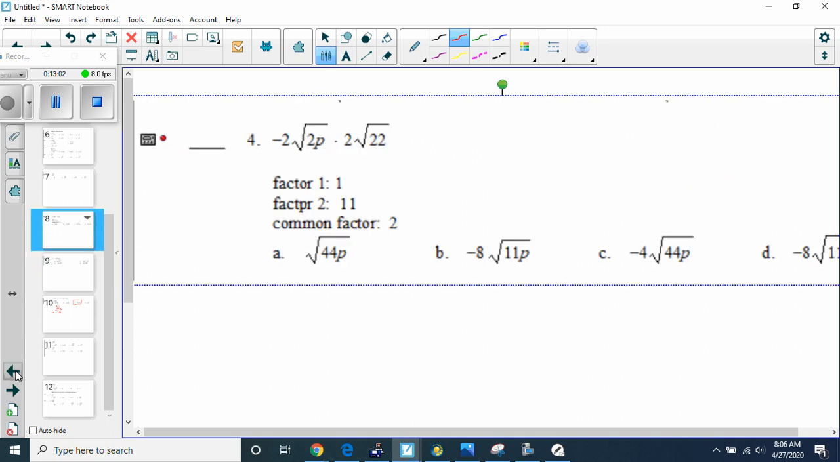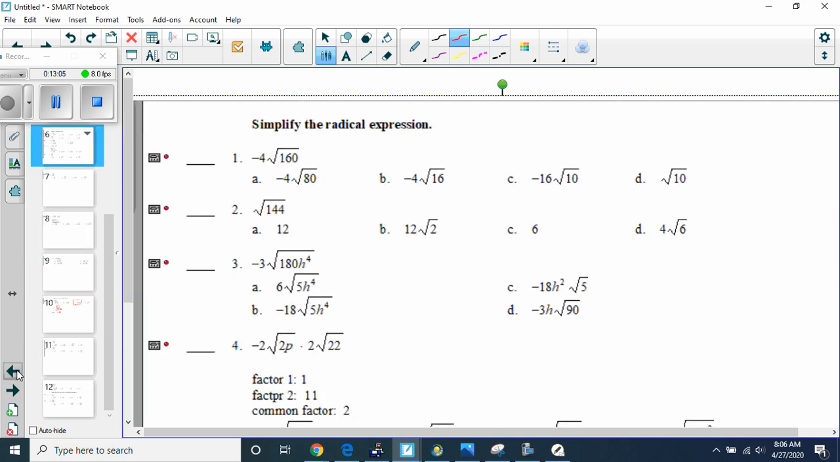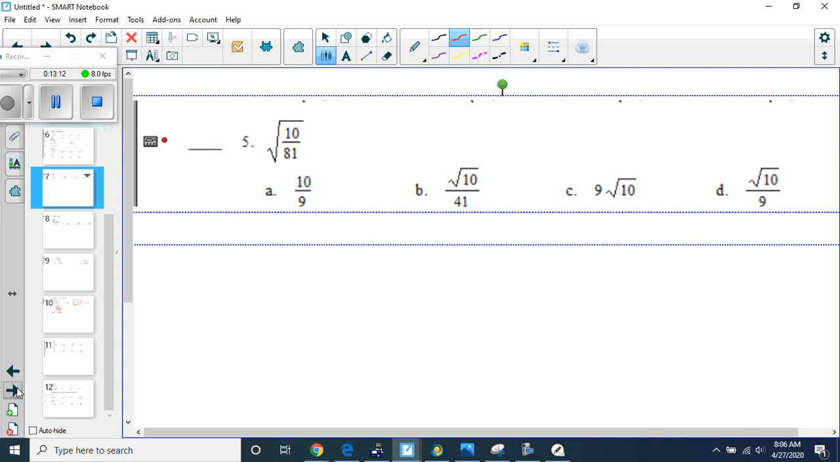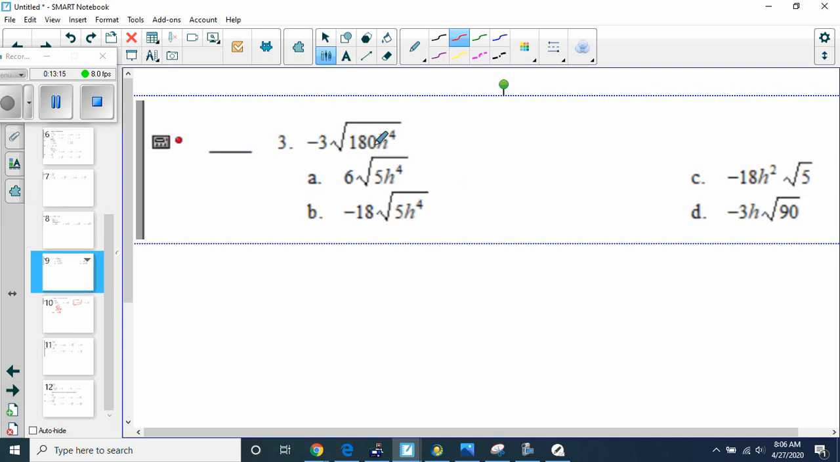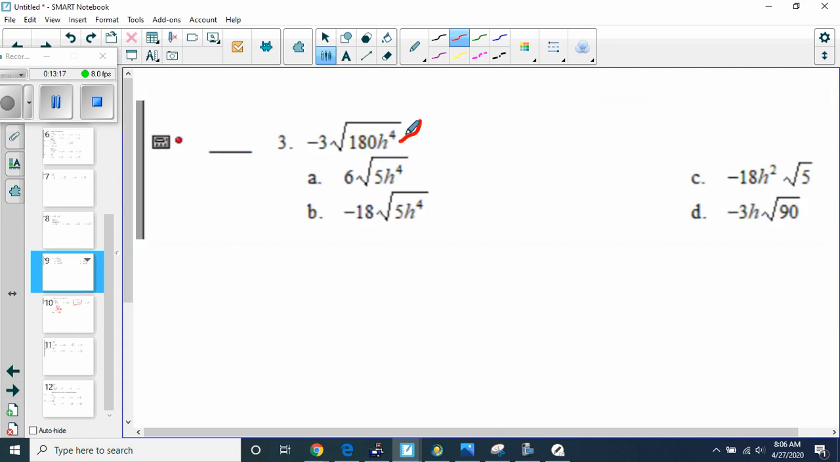The next question is square root of 144. You can just do that on your calculator, and that's going to turn out to be 12. We'll look at number 3. This one looks a little scary, but square root of h to the 4th, if I divide 4 by 2, I get 2. So that's going to turn into h squared. So it's probably answer C, but let's look at the rest of it. Square root of 180. Let's see, 9 goes into that, but so does 36, I believe.